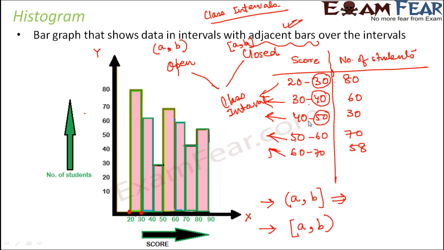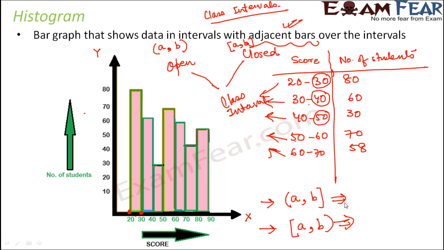Similarly, in the third interval, you will consider scores which are equal to 40 or greater than 40 but less than 50. That's it. Similarly, in the fourth interval, you will consider scores which are equal to 50 or greater than 50 but less than 60. So in this fashion, your histogram works.